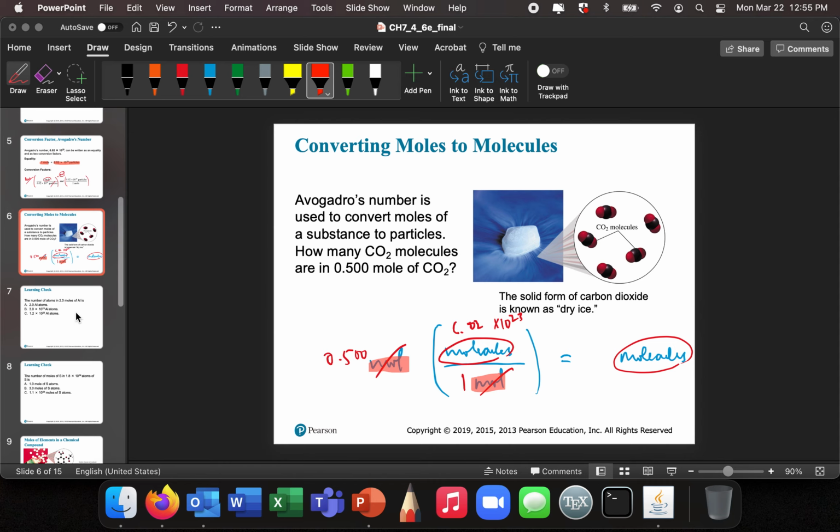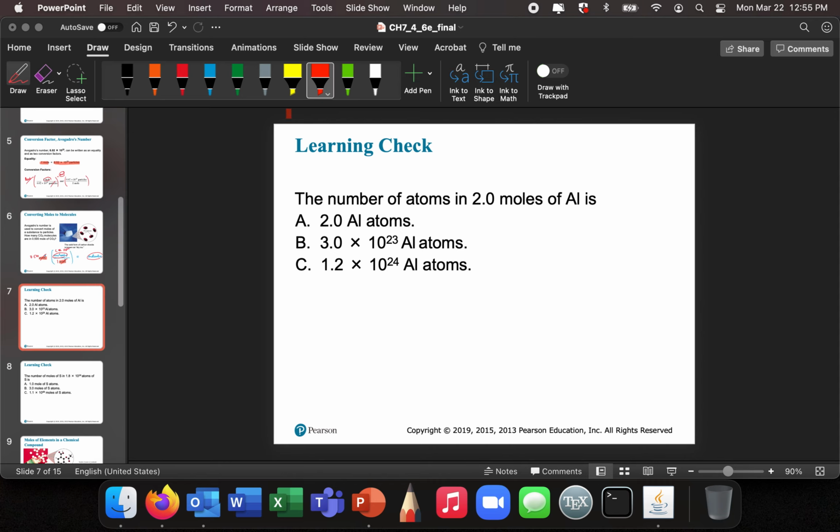Let's do a learning check. Let's do 2 learning checks. Okay, pause the video and convert the number of aluminum atoms in 2 moles and see what you get. Okay, so I'm going to suppose that you paused it. And so I was asked to find the number of atoms, right? And so I'm going to come over here.